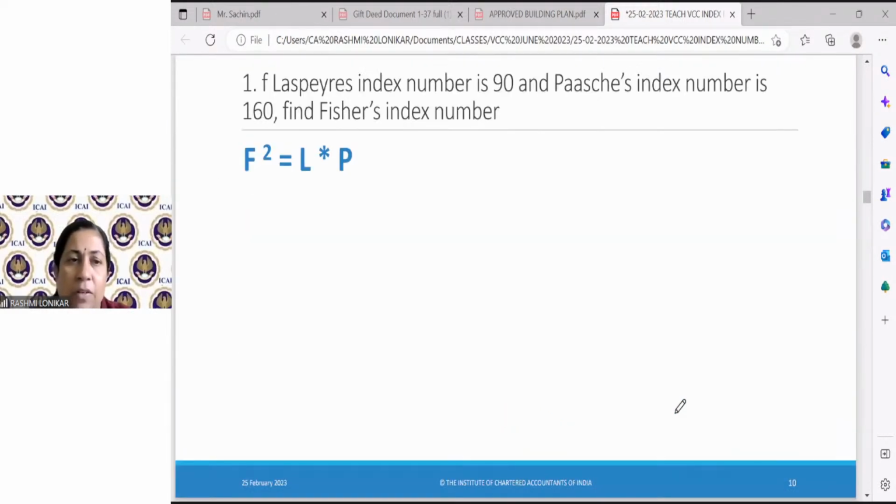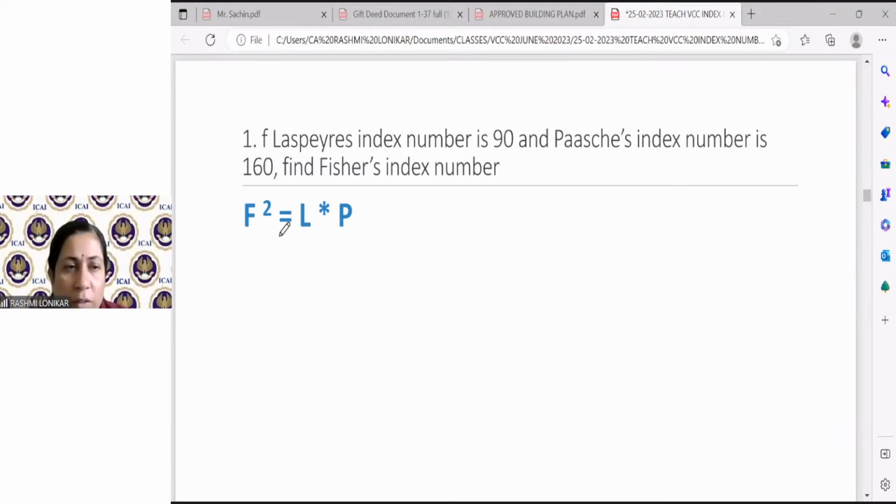Let us take the first question. If Laspeyres' index number is 90 and Paasche's index number is 160, find the Fisher's index number. Okay. So some of you can do it directly on the calculator. You don't even have to write it. So you can get those marks very easily. But for that, first you must remember the formula, only then can you do that.